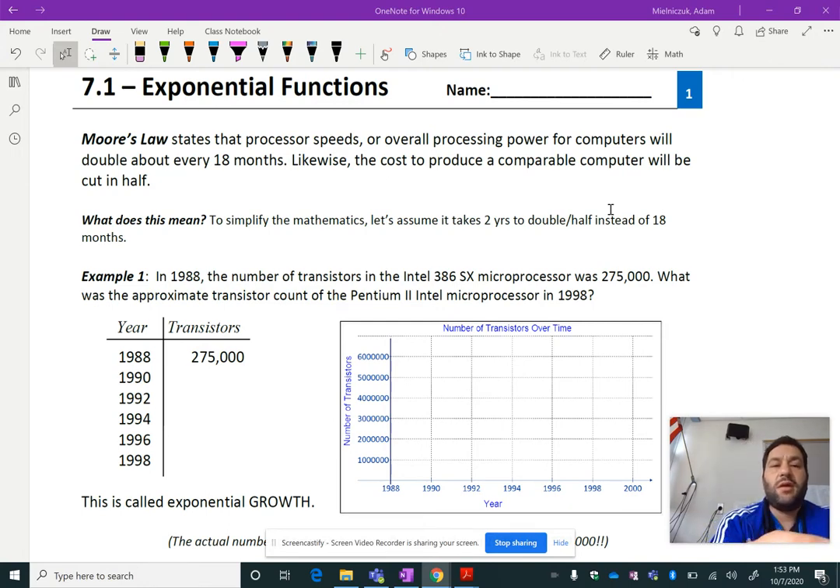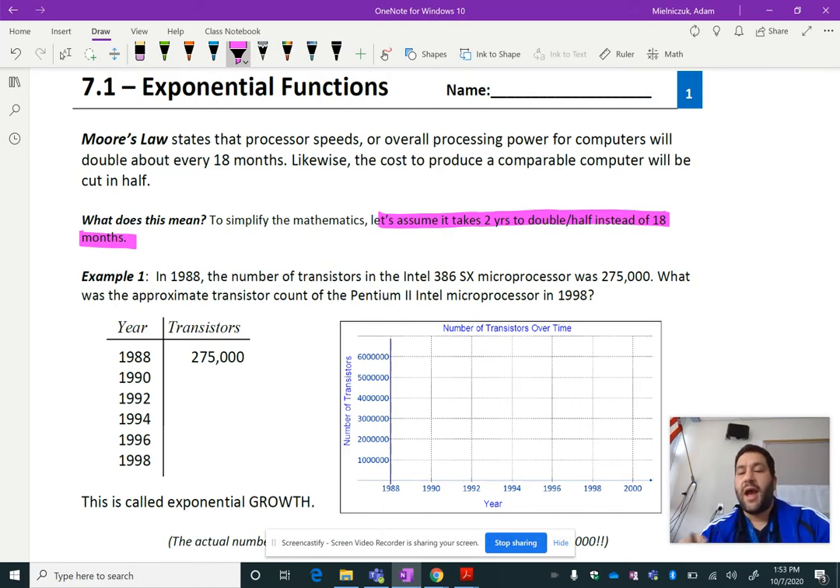So what does this mean? To simplify the mathematics, we are going to make the assumption that it takes 2 years to double instead of the 18 months. Okay. I know that's a discrepancy from the word problem, but it's meant to make our life easier for the purpose of learning about exponential functions.